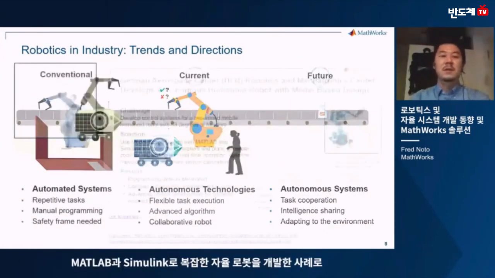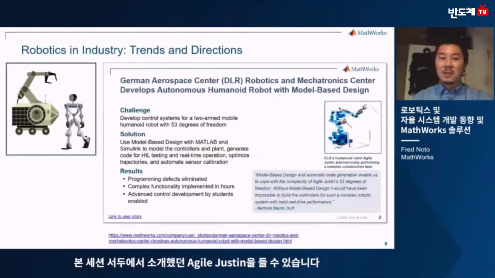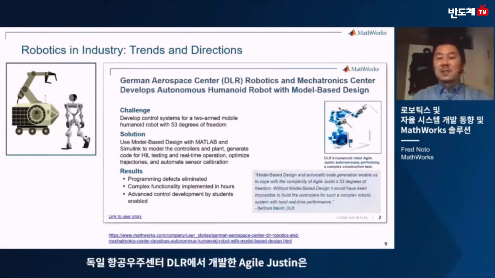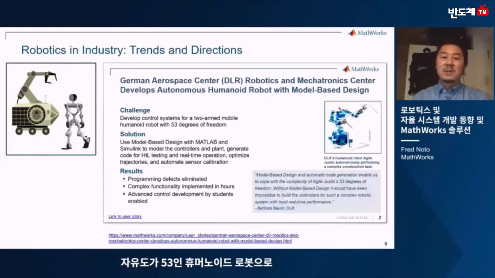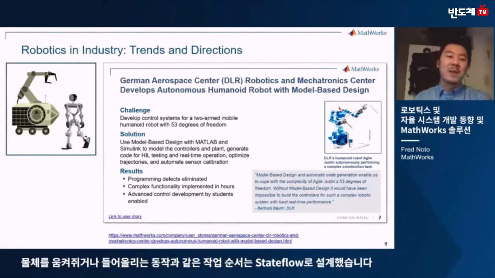An example of complex autonomous robot development with MATLAB and Simulink is again Agile Justin from the video shown at the beginning of the session. Agile Justin, developed by DLR, the German Aerospace Center, is a humanoid robot with 53 degrees of freedom, and model-based design with MATLAB and Simulink was used in its development. MATLAB and Simulink were used to develop the advanced control, image calibration, and path planning algorithms, and Stateflow was used to design task sequences such as for grasping or lifting objects.